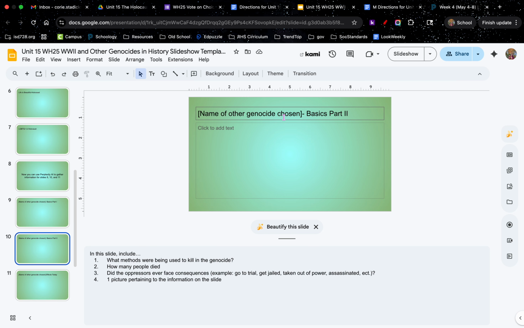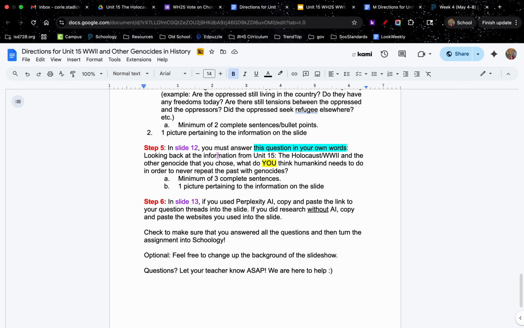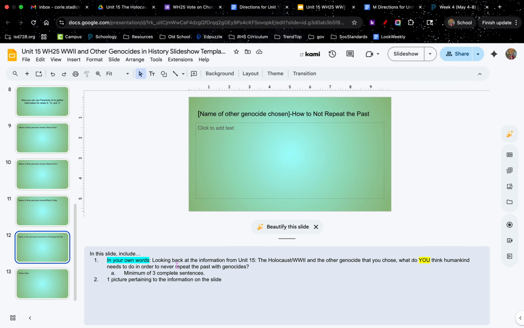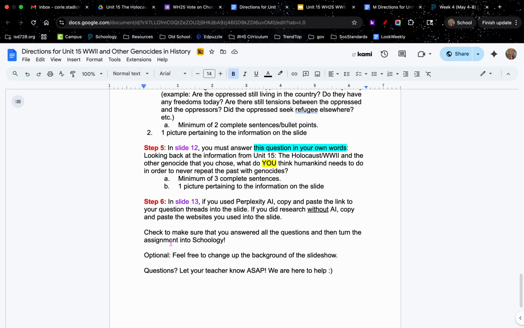And then for slide number 12. In slide number 12, you must answer this question in your own words, okay? In your own words. Looking back at the information from Unit 15, the Holocaust/World War II, and the other genocides that you chose, what do you think humankind needs to do in order to never repeat the past with genocides? So this is your opinion, okay? You have to have a minimum of 3 complete sentences and then one picture as well. So you'll see that here. I put the directions also on the slideshow.